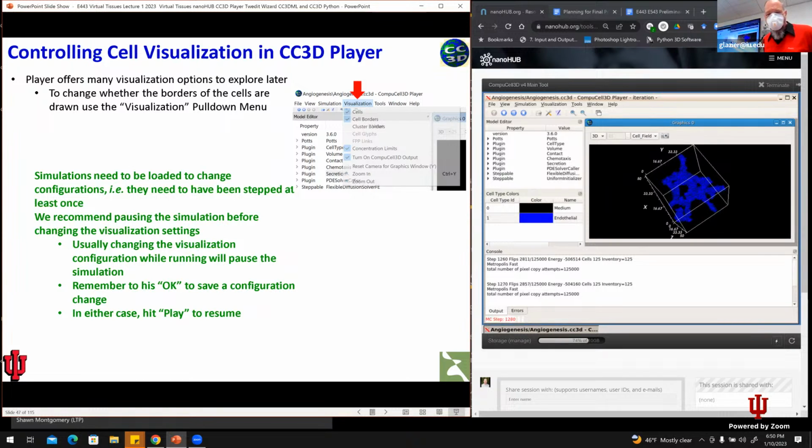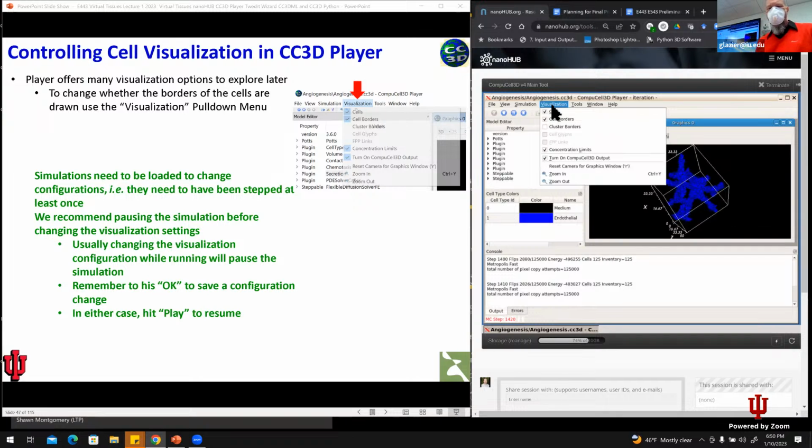One of the things that you've got as options here under visualization in this menu is you could turn on how the rendering has happened, where you show the surfaces of the cells and so on. That's something that you might want to do.